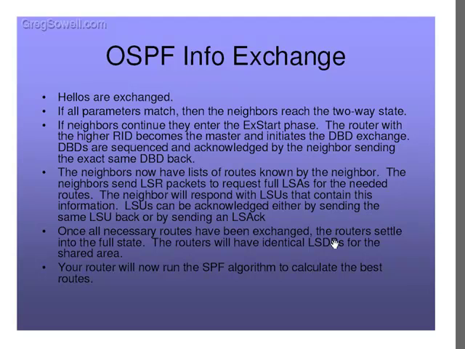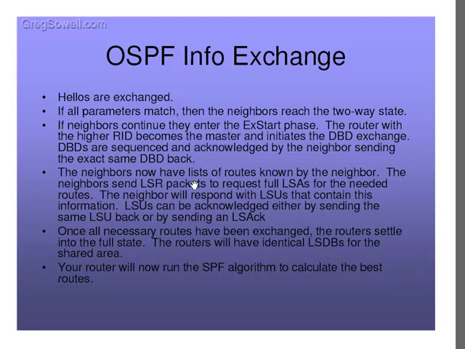OSPF info exchange. So hellos are exchanged. They pass them back and forth. All parameters match, those ones we talked about right here. If all of these match, we settle in a two-way state. If neighbors continue, they enter the ExStart phase. The router with the highest router ID becomes the master. So basically, whichever one has the highest router ID starts the initiation of the DBDs. He sends out his descriptors.